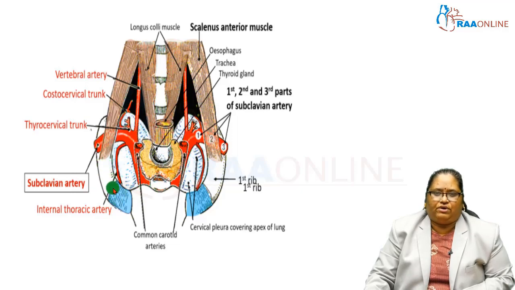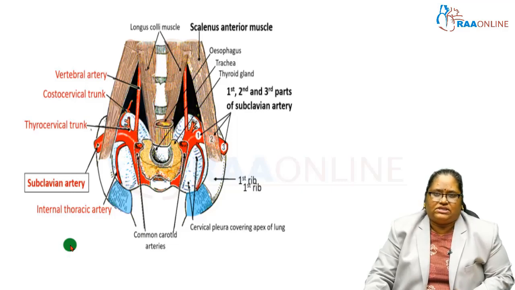At the outer border of the first rib, it enters the axilla and continues as the axillary artery. So the subclavian artery, after it crosses the outer border of the first rib, continues as the axillary artery in the axilla. Each artery arches over the cervical pleura and apex of the lung. This is the course of the subclavian artery.